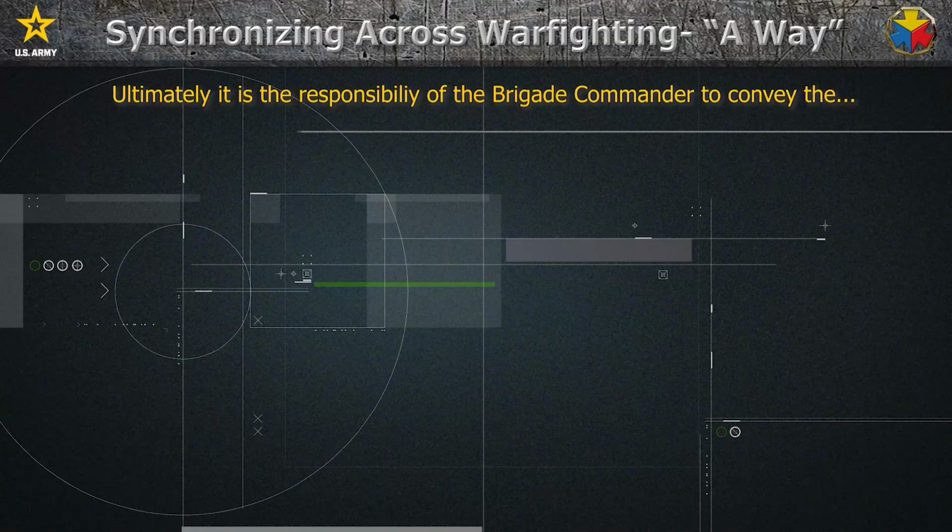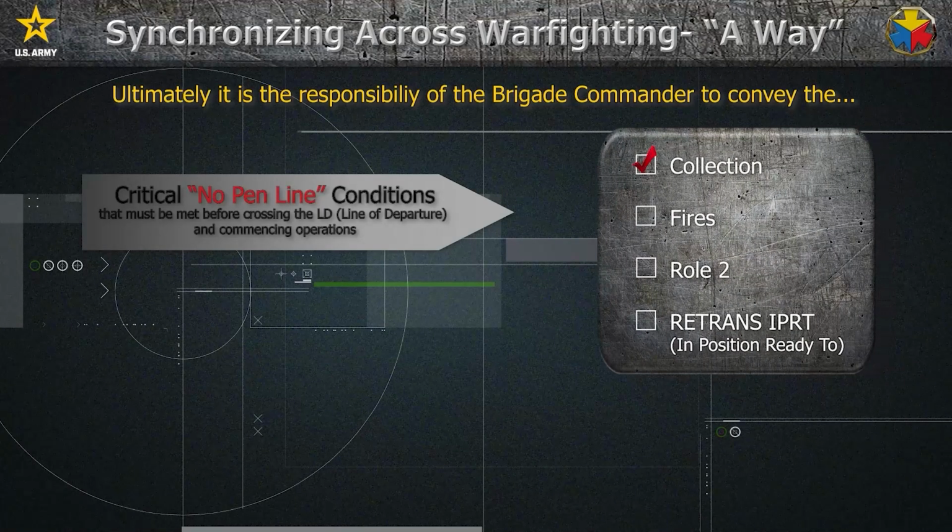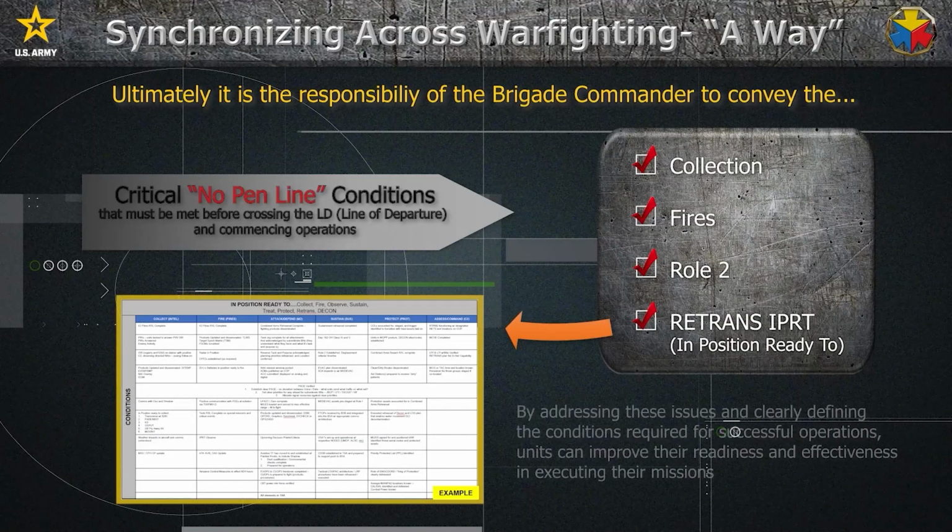Ultimately, it is the responsibility of the brigade commander to convey the critical no pen line conditions that must be met before crossing LD and commencing operations. Typically, the no pen line is defined through collection, fires, roll to, and retrans in position, ready to. By addressing these issues and clearly defining the conditions required for successful operations, units can improve their readiness and effectiveness in executing their missions. The most crucial element of conditions each warfighting function sets is ensuring that our units, personnel, and equipment are physically in position and ready to accomplish their assigned task.